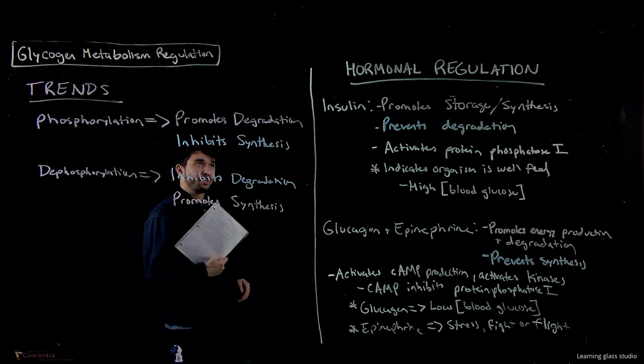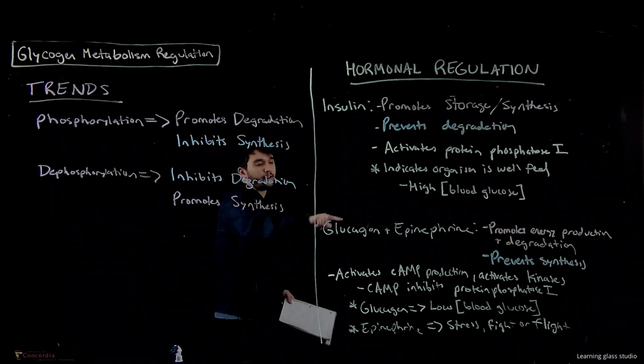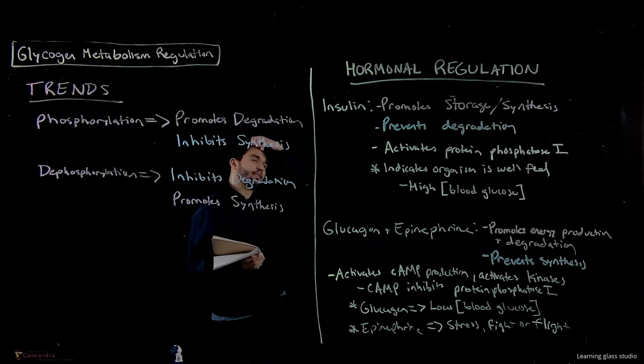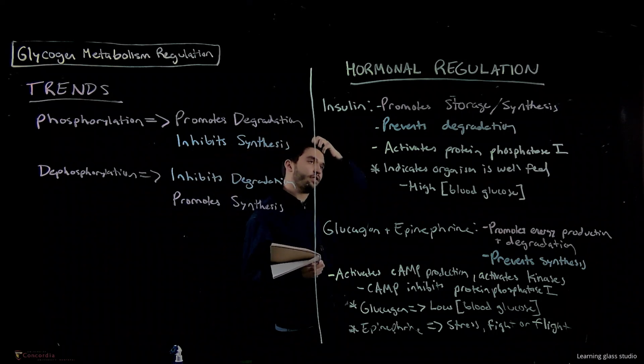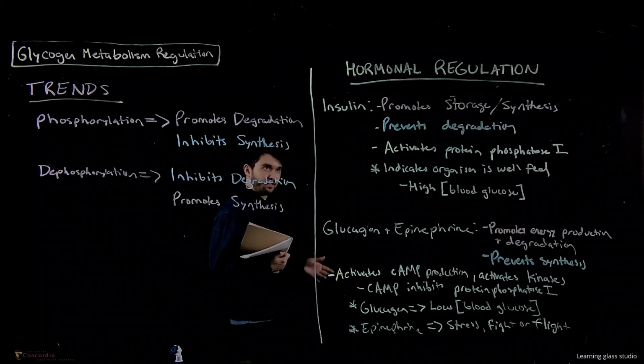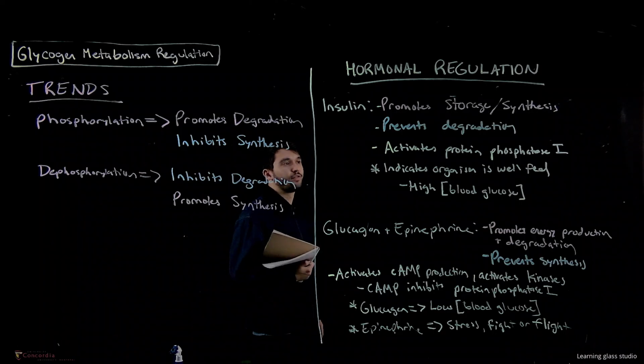The last bit to go over is hormonal regulation. So we have insulin, glucagon, and epinephrine. Let's first look at insulin. Insulin will promote storage and synthesis. So this will activate glycogen synthase, and it will prevent degradation, so inactivate glycogen phosphorylase.